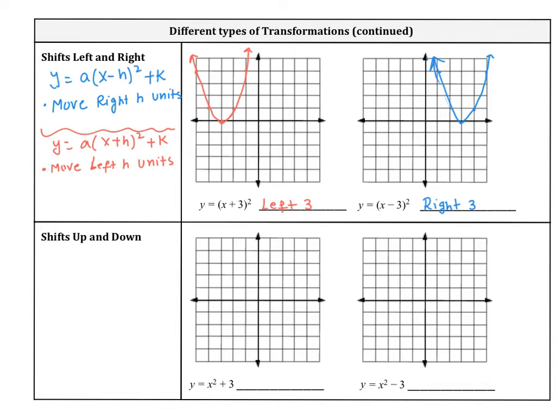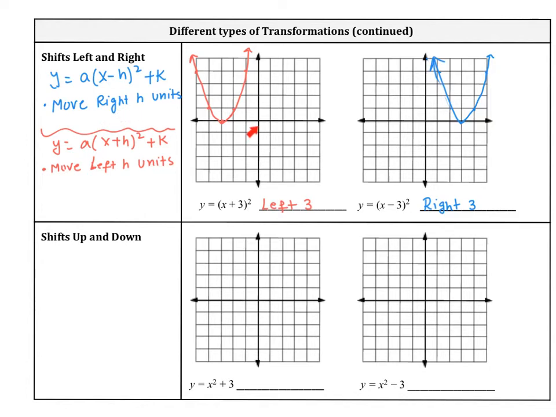Chapter 2.1 Transformation of Quadratic Function. Different types of transformation using left and right. So if this is a standard form of a quadratic function, a times x minus h, then we are going to move the graph h units to the right.